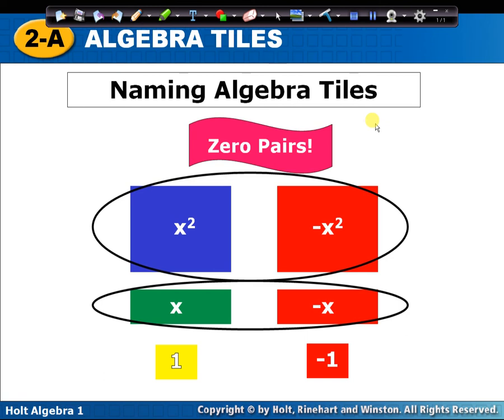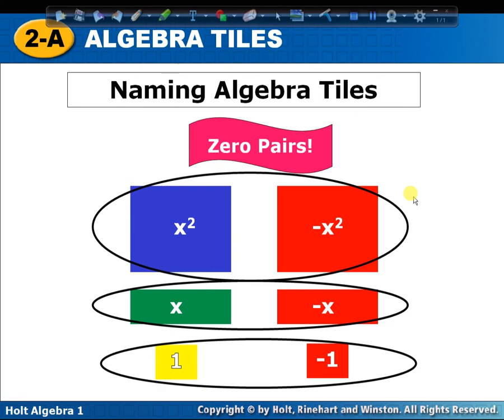We're going to again review zero pairs. A zero pair is when you have a positive piece and a negative piece. If you have a positive x squared and a negative x squared, those are going to cancel. Or a positive x and a negative x are going to cancel. Or a positive unit piece and a negative unit piece also cancel. They're called zero pairs because they zero out.